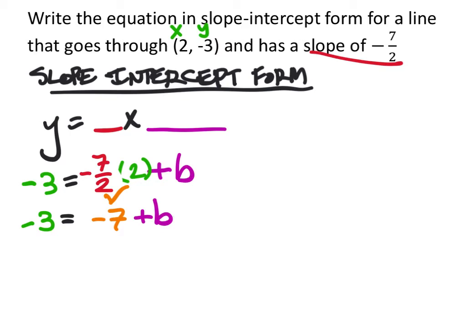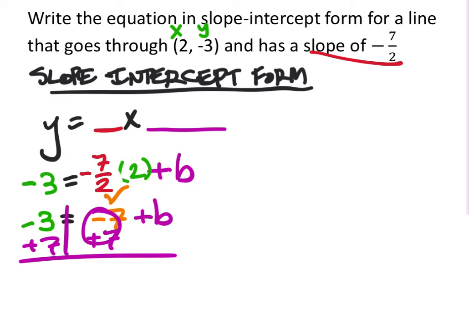And now, this is the second step, right? I said there's going to be two steps. We're going to get rid of that negative 7, zero it out, I mean. And to do that, I would have to add 7, right? But if I do it to one side, I must do it to the other side as well. So that will zero out, negative 7 plus 7. Well, we also have negative 3 plus 7, which is positive 4, and that's our b value, okay?